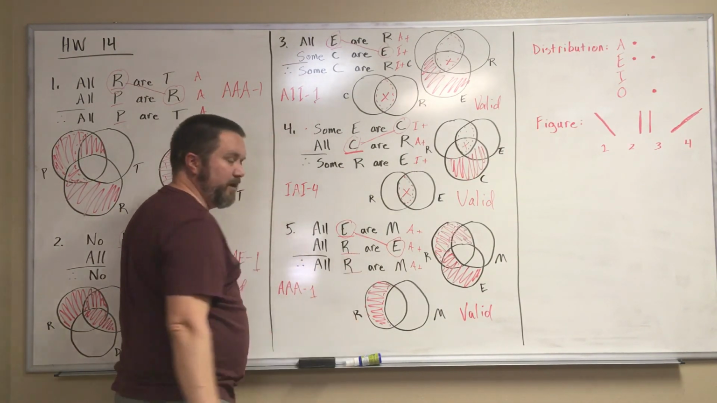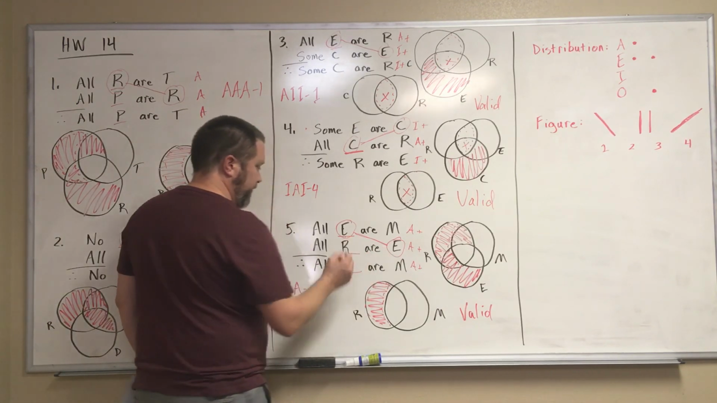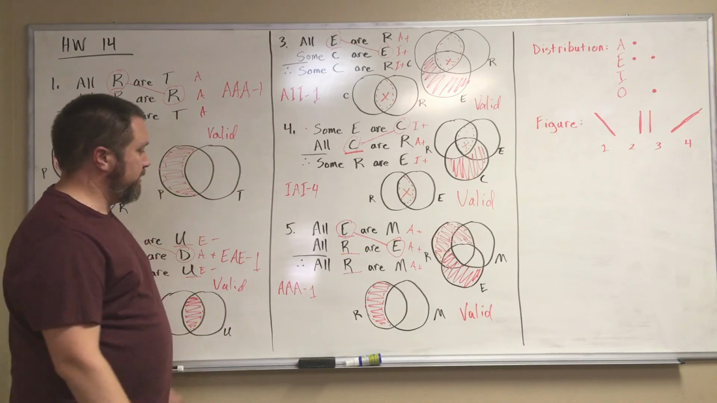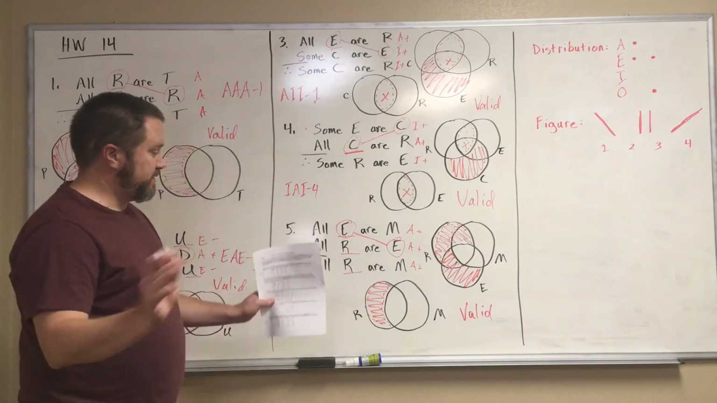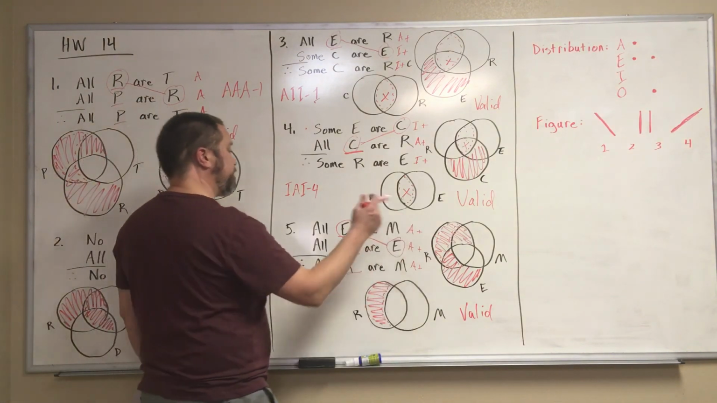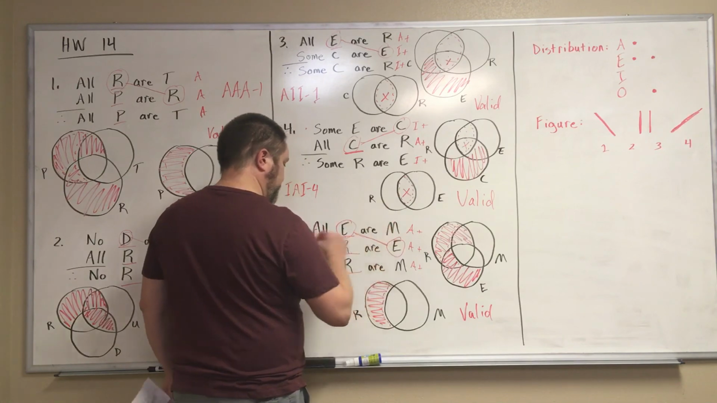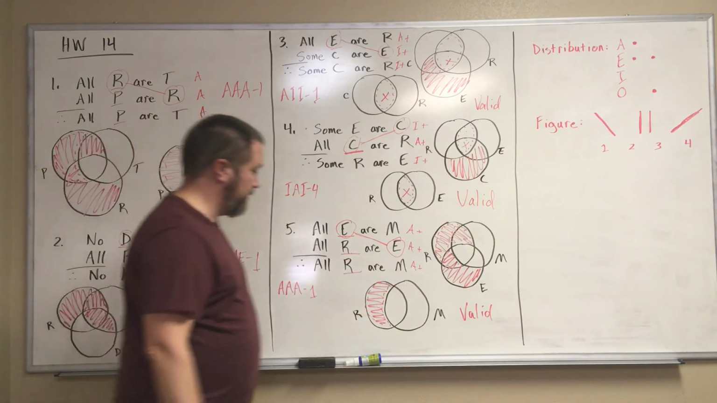And again, just to double check the rules, R is the only thing distributed in the conclusion. It's distributed here. We're good. E is the middle term. It's distributed in the first premise. We're good on the distribution rules. We have all universal statements, so we don't have to worry about existential fallacy. And we have all affirmative statements, so we don't have to worry about one for one.